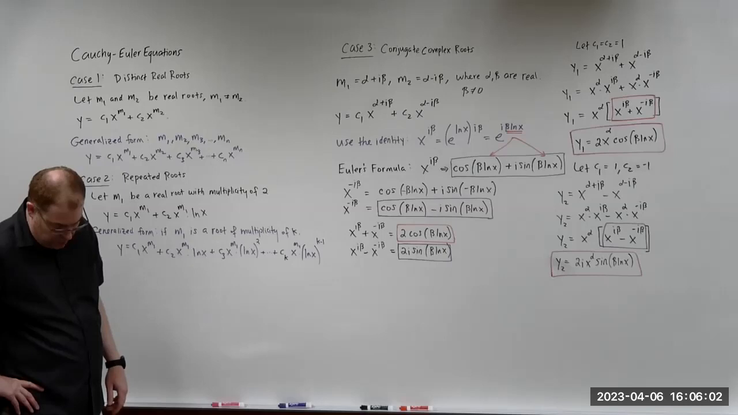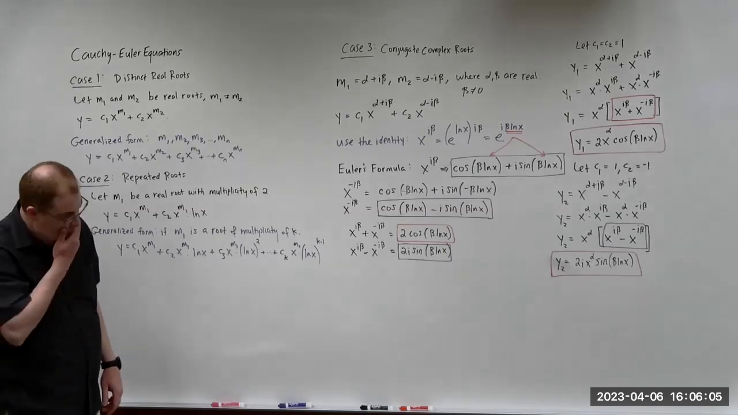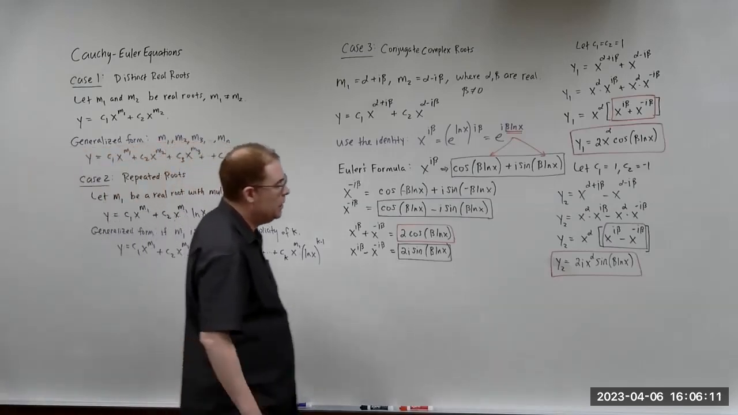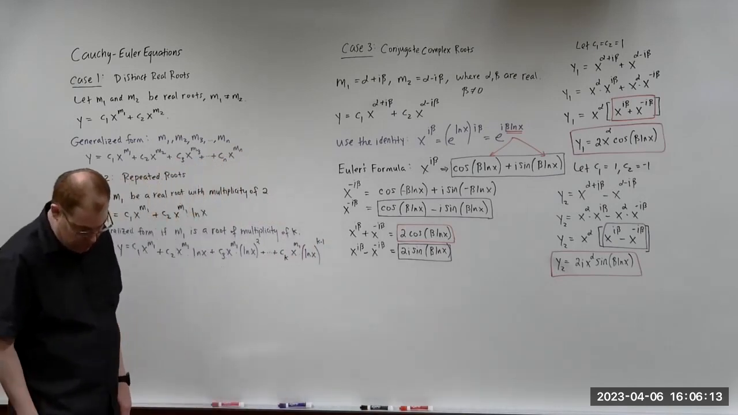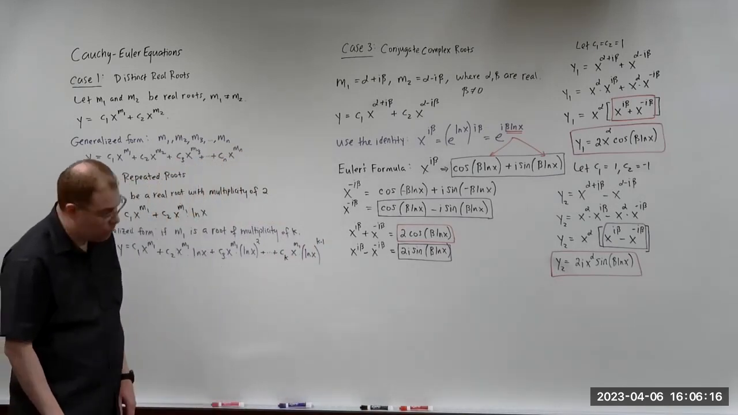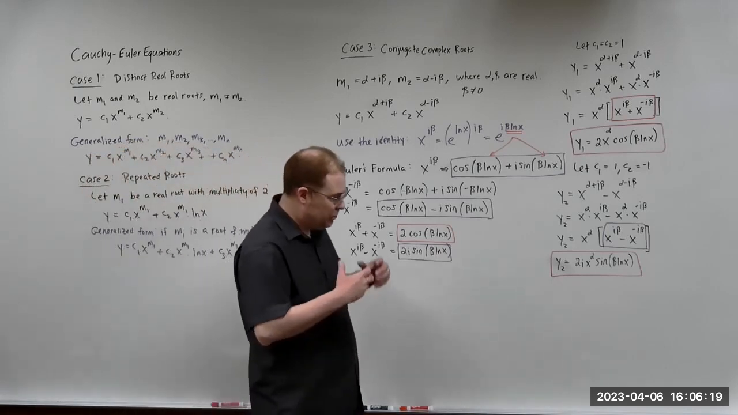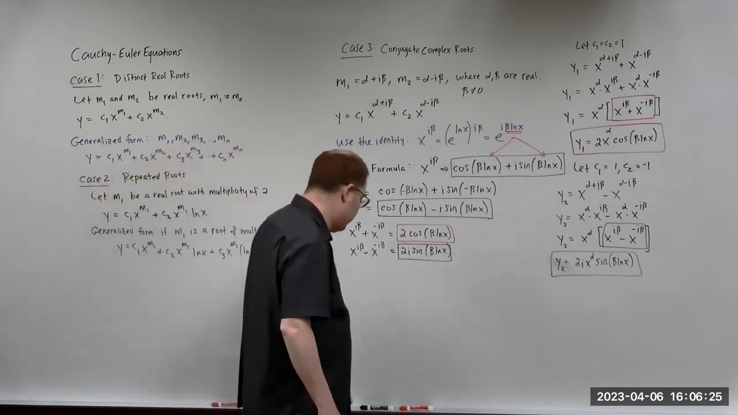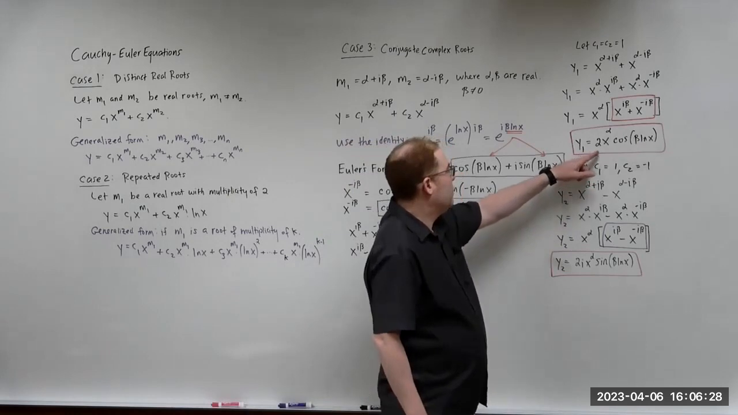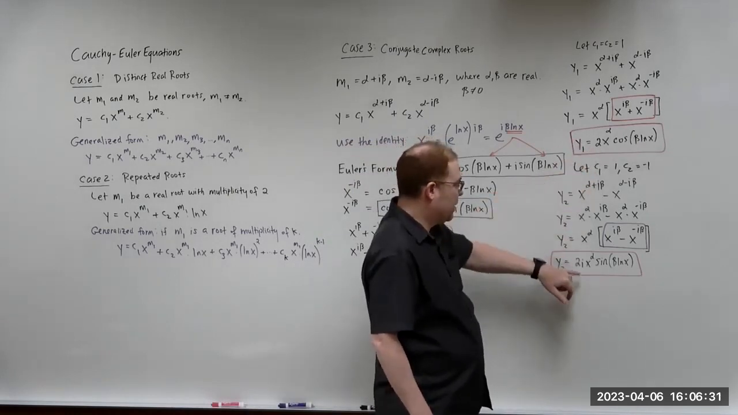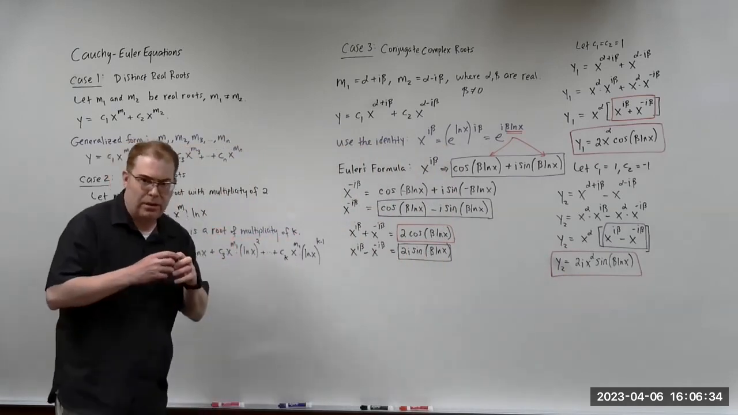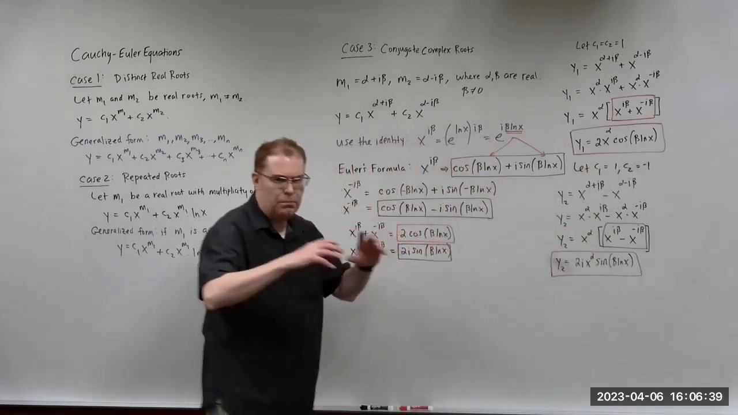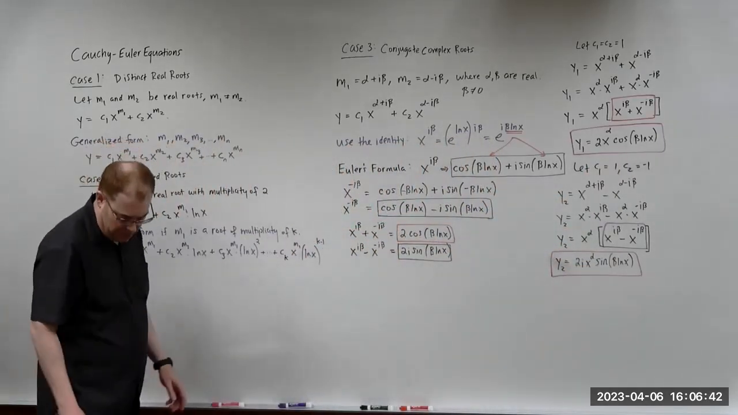All right, so therefore we can take the linear combination of those two. Remember, we just need the general solution. This is just a constant, right? 2 is a constant, 2i is a constant. So we don't need that part. We just need the bare bones solution, just the basis of this.